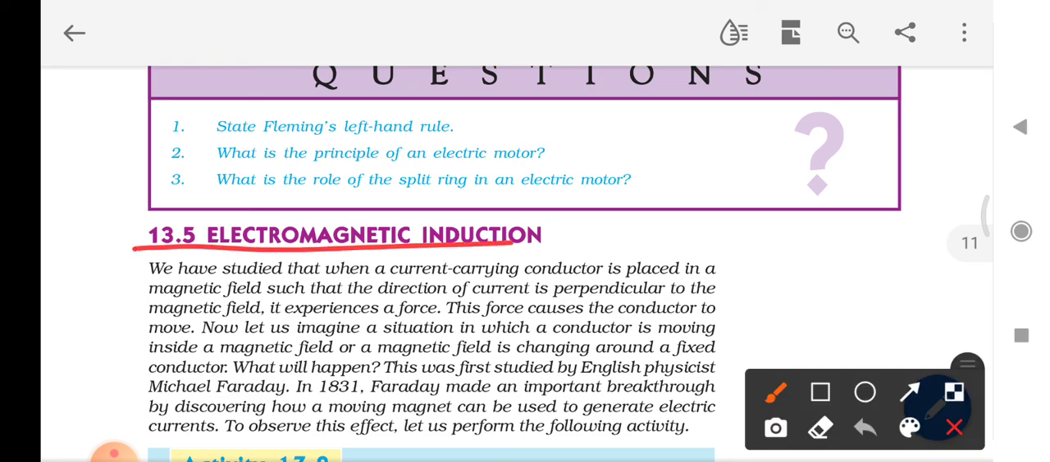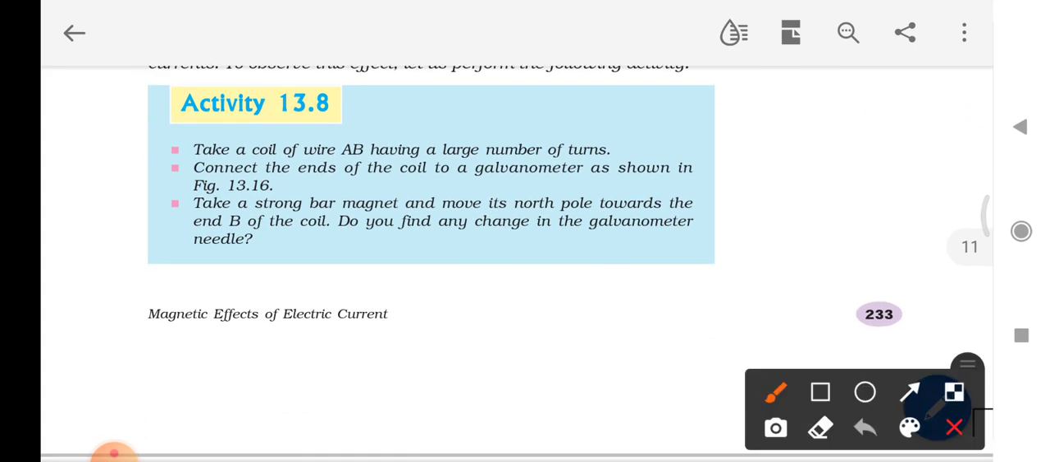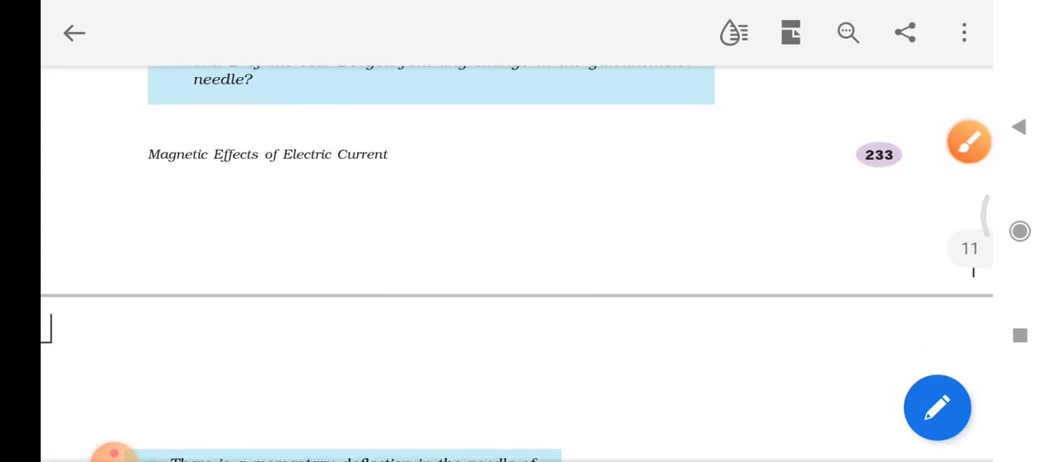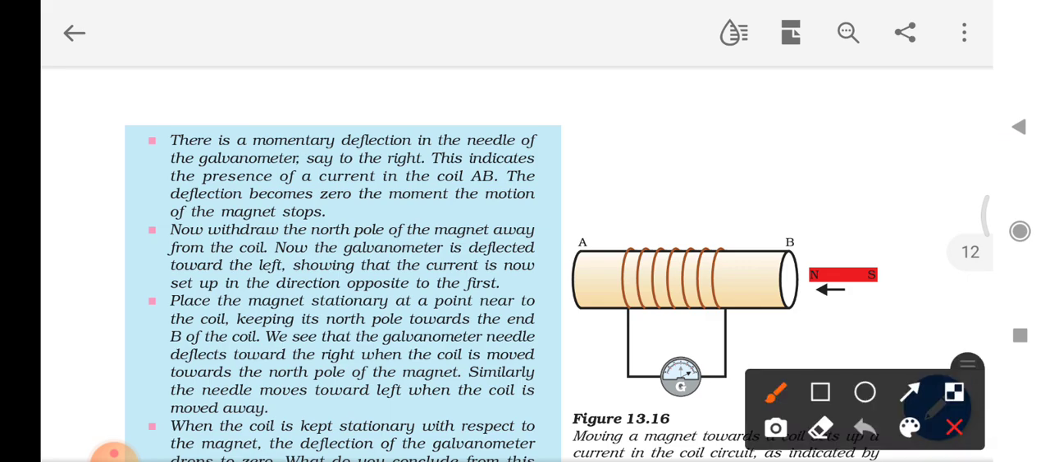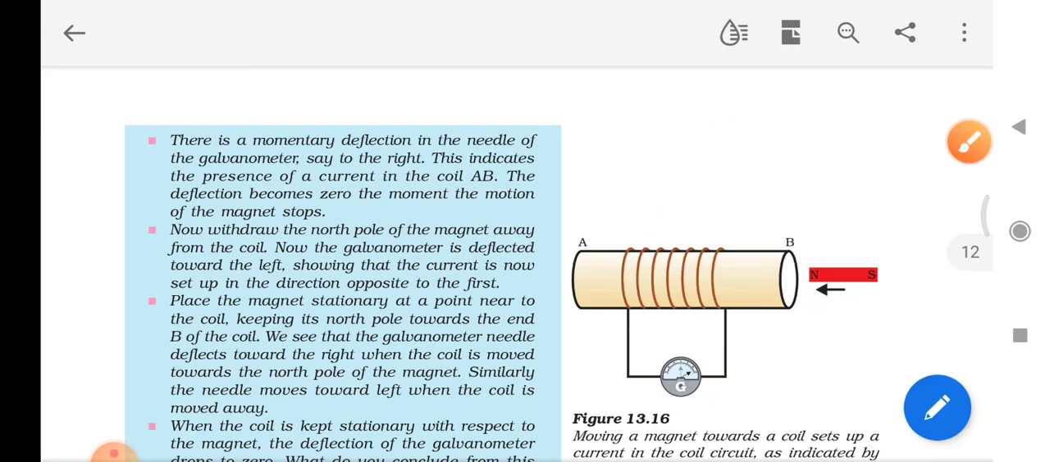The next topic is 13.5, electromagnetic induction, and it was discovered by Faraday, an English physicist. In this activity, you have to take a coil, and the coil is connected to the galvanometer, and you have to move the magnet into the coil. Due to the movement of the magnet, the current is induced in the coil. That current is called induced current.